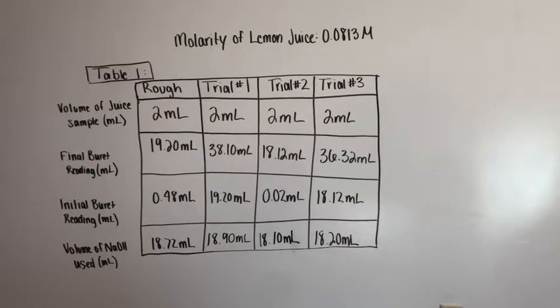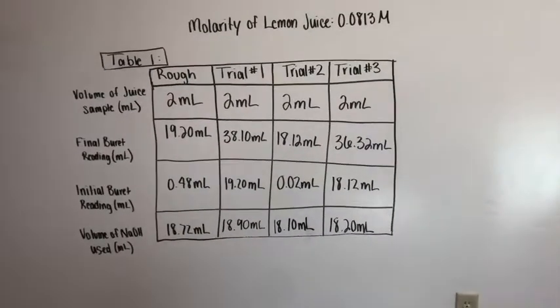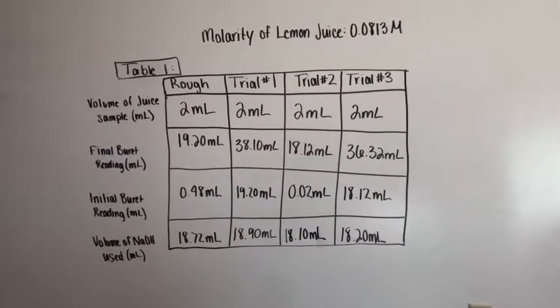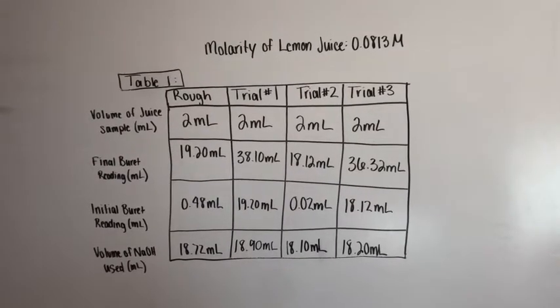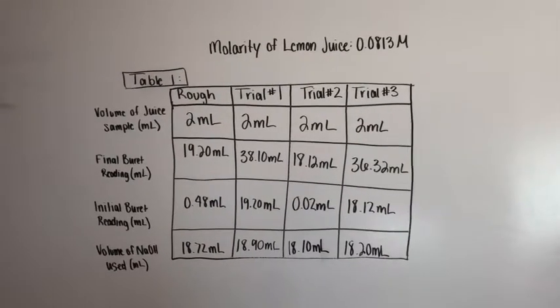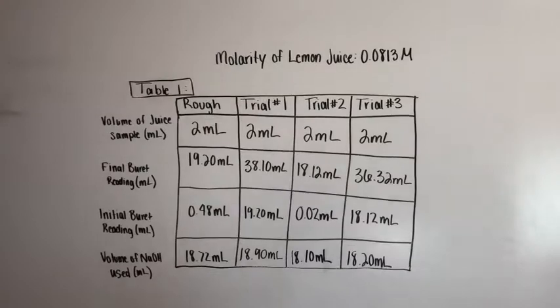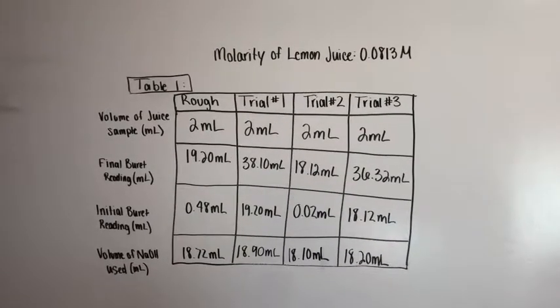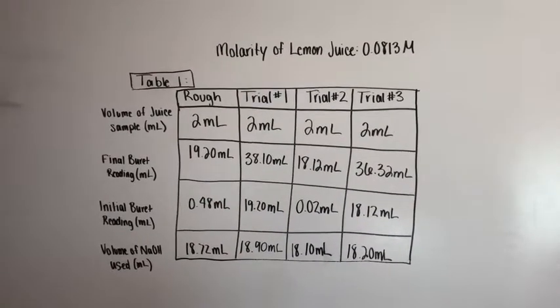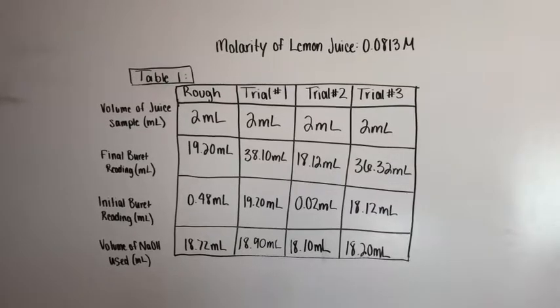In the Foundations of Chemistry Laboratory Manual, on page 46, it shows Table 1, the determination of the concentration of acid in lemon juice samples. Also mentioned, I wrote the molarity of the NaOH, which was 0.0813 molarity. Using the experimental sodium hydroxide titrant volume, which we discovered on Table 1, the experimental volume was 18.9 milliliters.